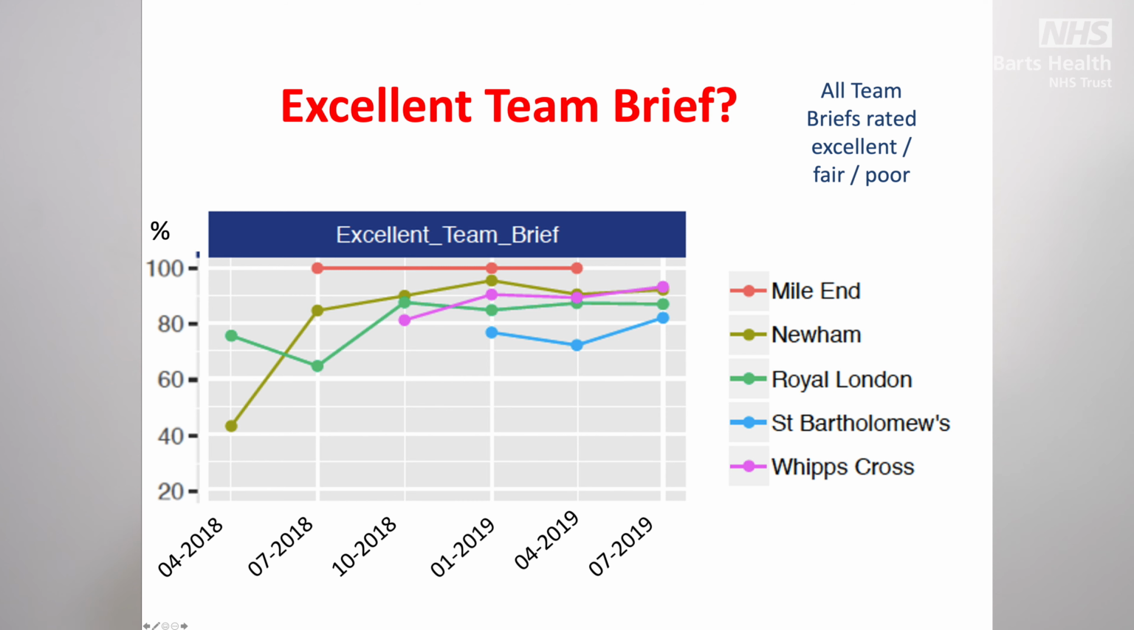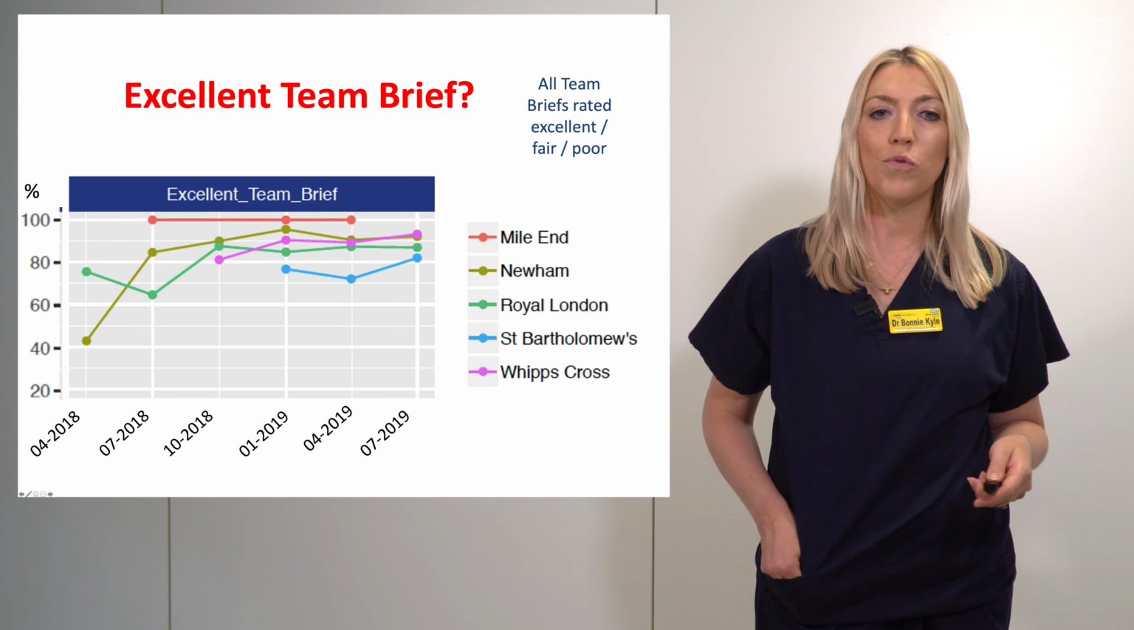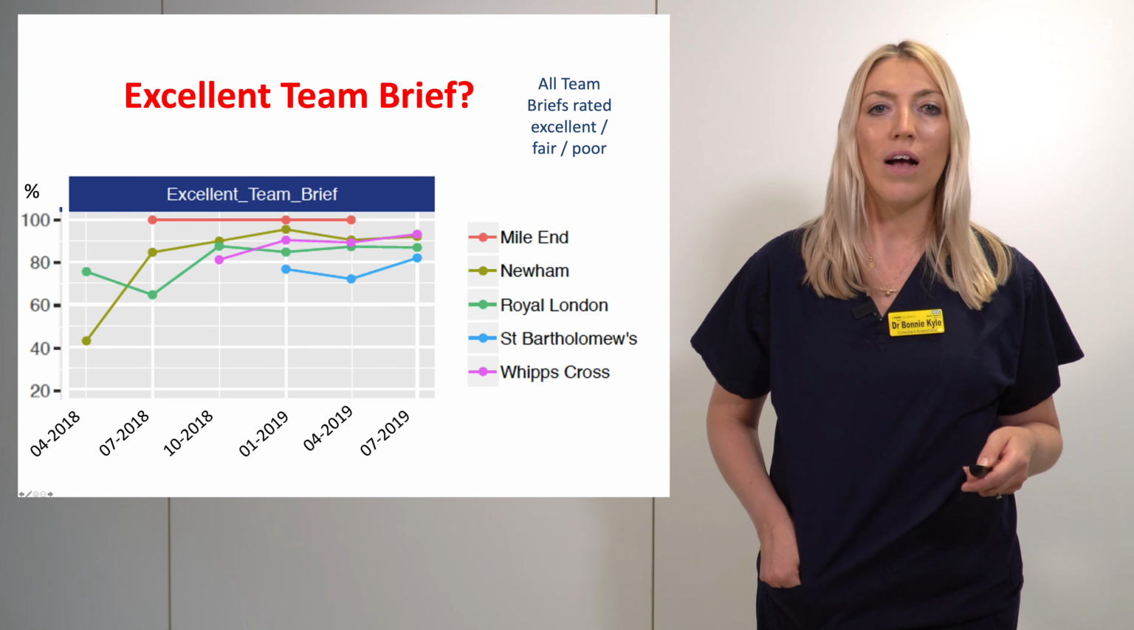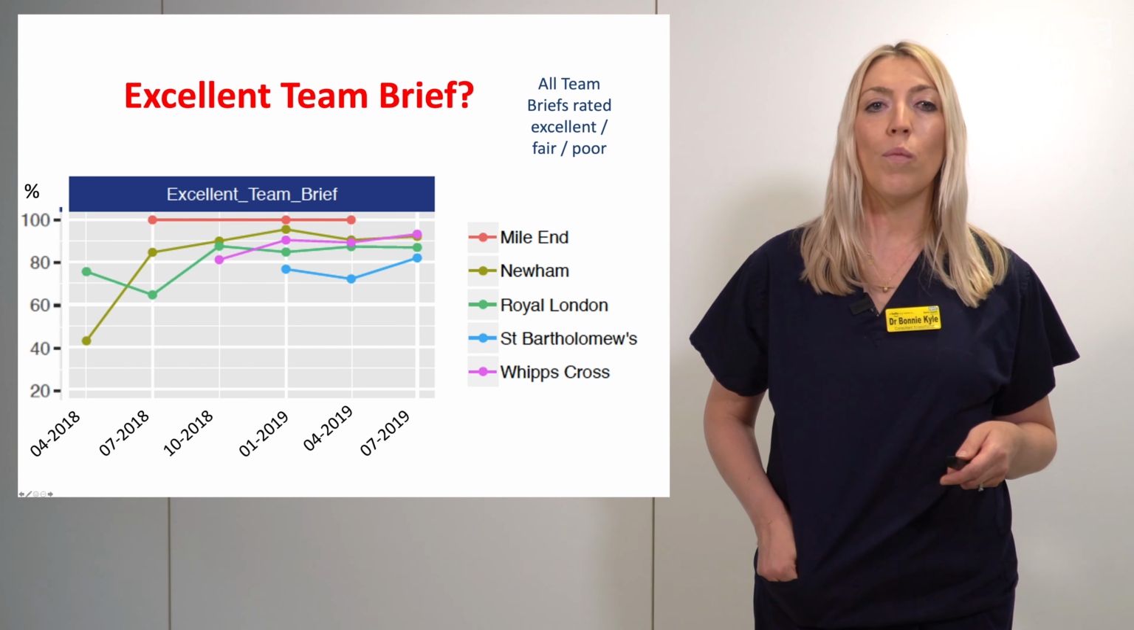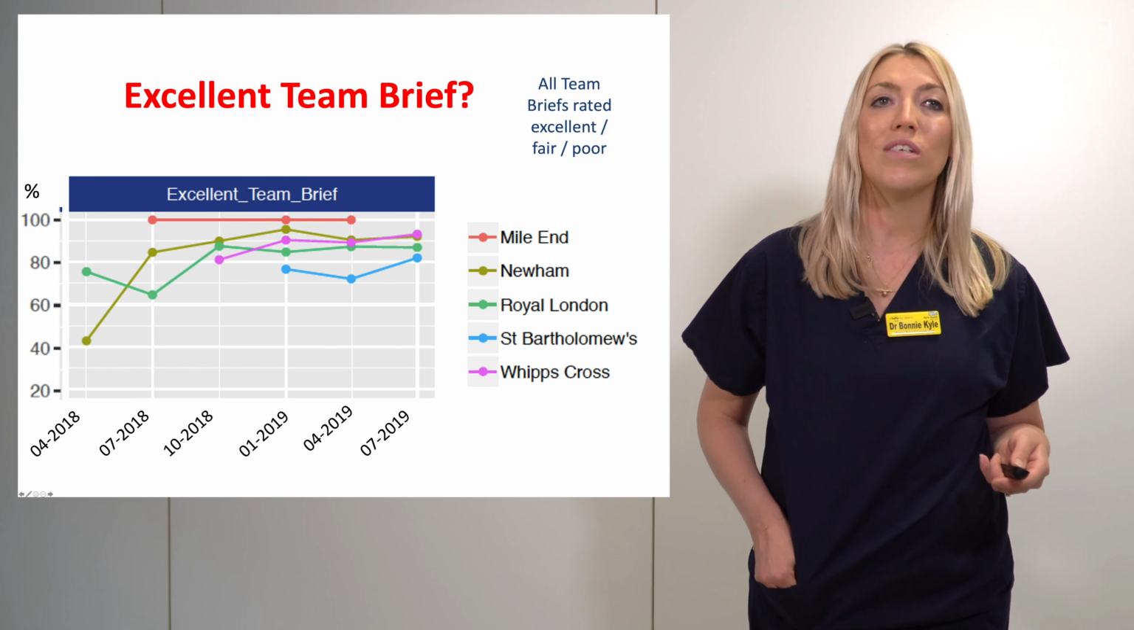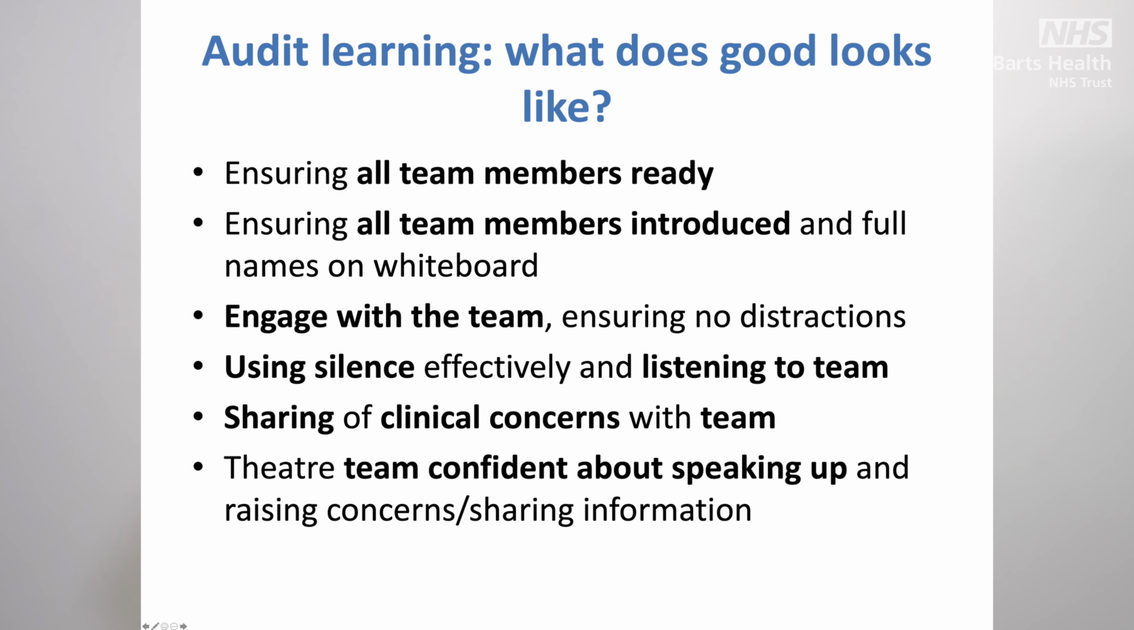We are audited regularly at Barts. We do a qualitative audit on a quarterly basis to look and see how we're doing compared with the rest of this trust, and we discuss the results of this and see how we can improve. And this is an example of some of our data from last year, which audited the quality of our team briefs. When we've talked about this audit, we've been able to establish what good looks like.